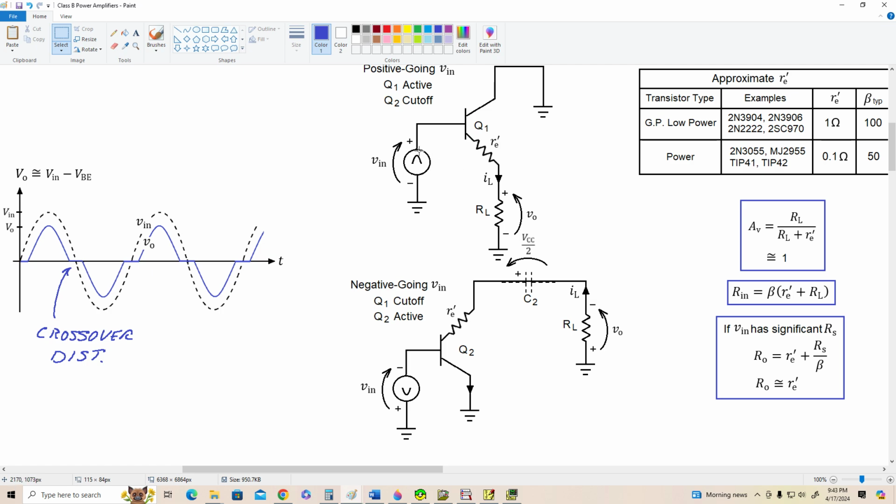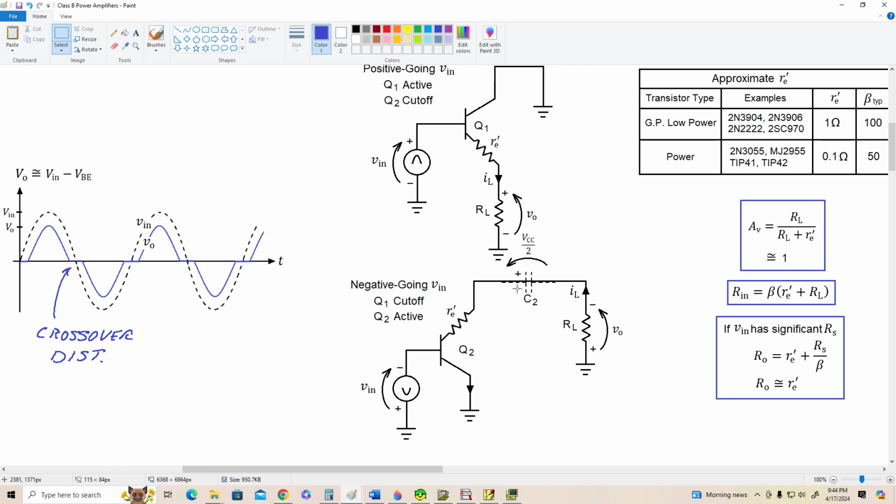Now, let's take a look at the input resistance. Looking from the perspective of V in, we're just going to see R prime E plus RL times beta. All right, so we have that over here. Looking at the output resistance, okay, we set ourselves in place of RL and look back into the emitter. We see R prime E, and if there's no source resistance, that's it. The output resistance is approximately R prime E. If we happen to have a significant amount of source resistance in V in, then we're going to see that divided by beta plus R prime E. Okay, so these are our output resistance equations. Usually it's close to R prime E, but sometimes we'll have to go with this one.